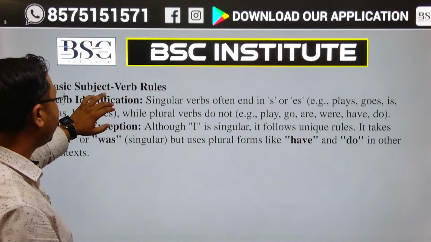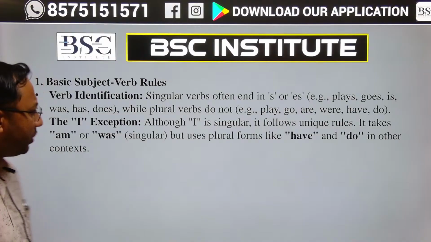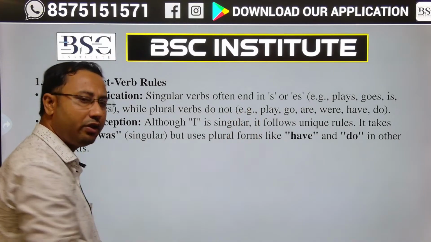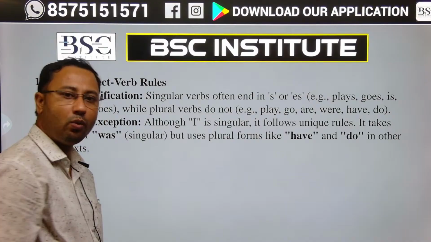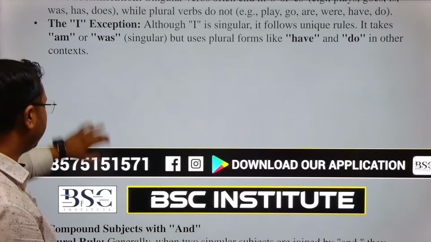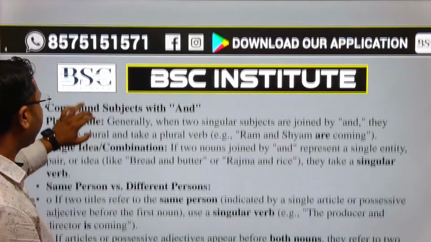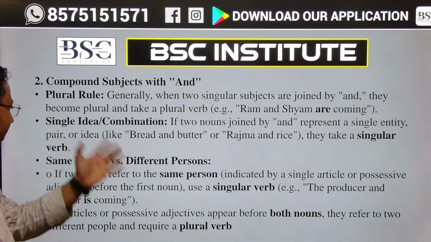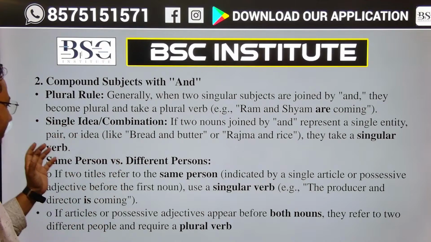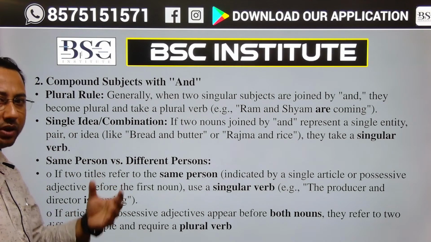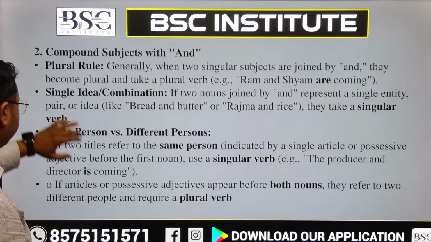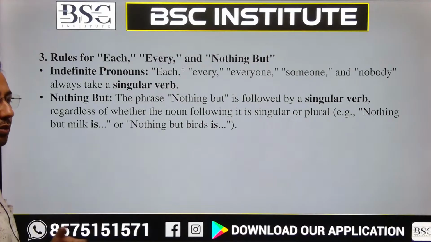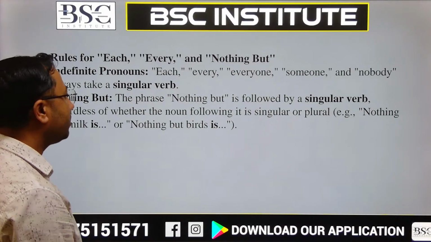A week back, we discussed this rule, subject agreement. The first rule was S1 V1 P1, S2 V2 P2, if you remember that. Next we discussed compound words. I hope you have read at home and understood compound words, single idea, same person but different pronouns, different persons with article. Next we discussed the rules for each, everyone, everybody, nothing, no one, nobody, someone, somebody.